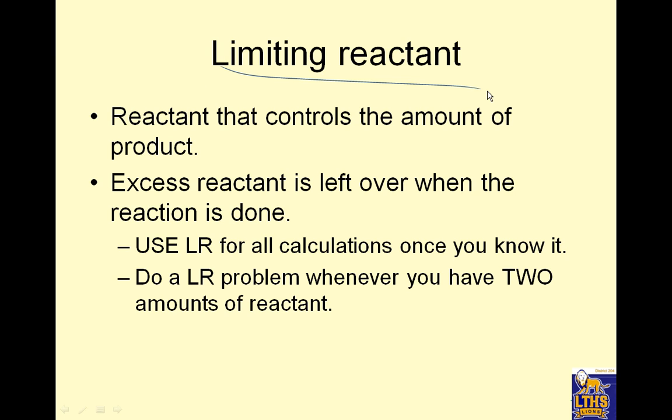A limiting reactant is a reactant that controls the amount of product. It's the reactant that gets used up. Excess reactant is the one left over when the reaction's done. So once you know the limiting reactant, you use it for the calculations of the product because it's the one that determines the amount of product. Also, how do you know to do a limiting reactant problem? Well, you're given 2 amounts of reactants.